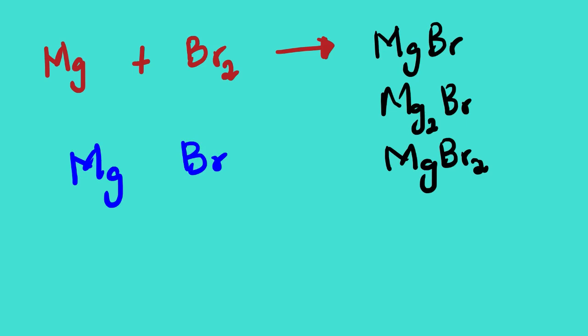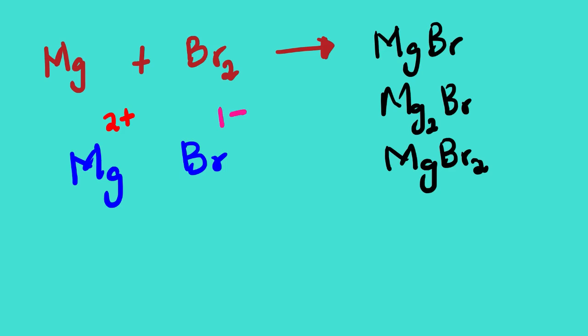Now we go ahead and look at the formal charges of these elements. Magnesium is in group number 2, it has a formal charge of 2 plus. And then bromine, it's in group number 7, it has a formal charge of 1 minus.